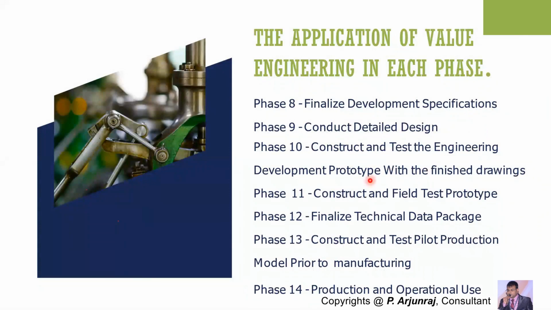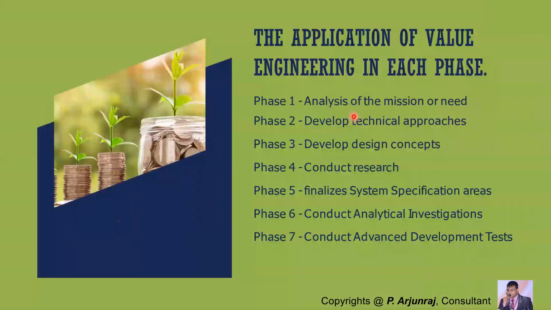And then after you go for a development with the drawings, then you go for an initial prototype, then go for field testing, then finalize the design data, then go for a pilot production, then go for full production. And after production, what you have to do is go for maintenance and operational use related to the particular product. So it is similar to the 6 phases, but the phases here are broken up in a longer way.